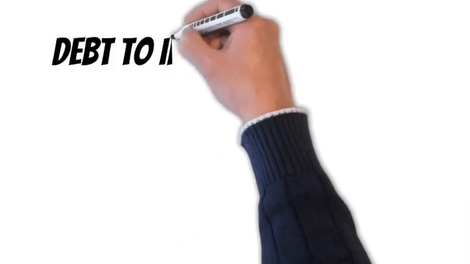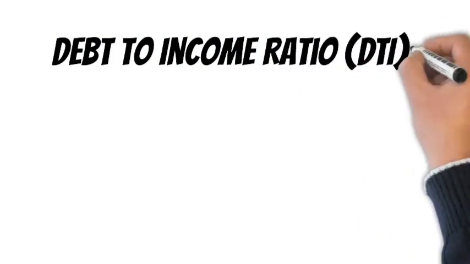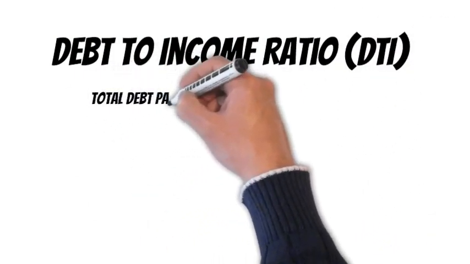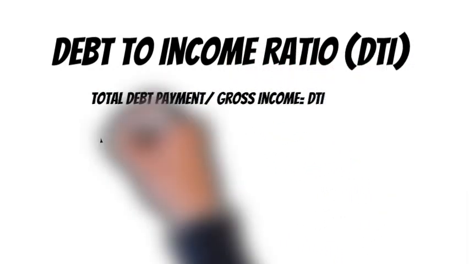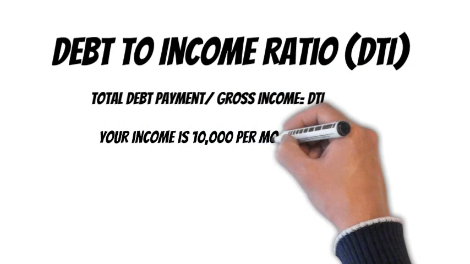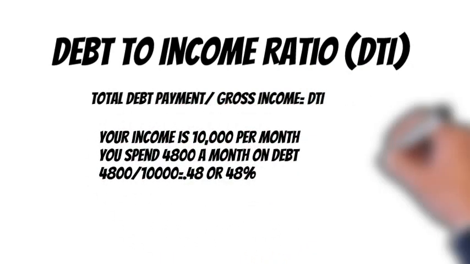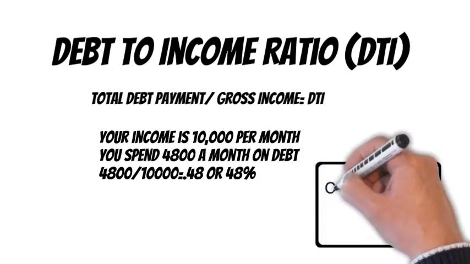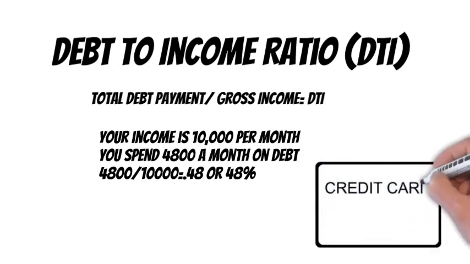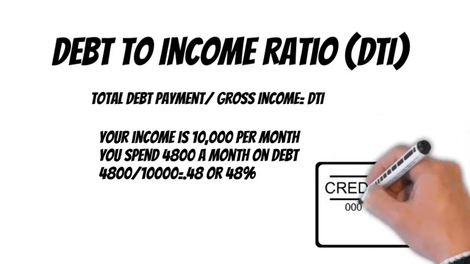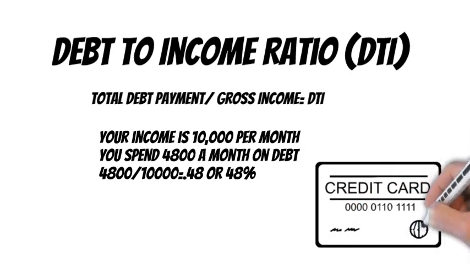Your debt to income ratio is one of the most important things when you're looking at financing a property. It's one of the two main limiting factors when you're going to procure a loan. How you find that is you take your total debt payment and you divide that by the gross income. So let's say that you make $10,000 per month, but you spend $4,800 a month in debt. So you divide the $4,800 by 10,000 and you get 0.48 or 48%. So your DTI, or debt to income ratio, is 48%.